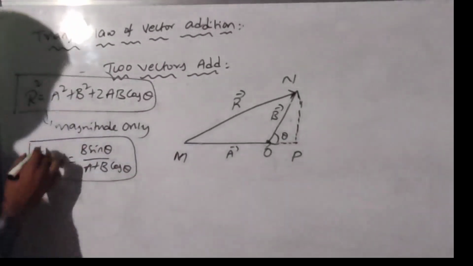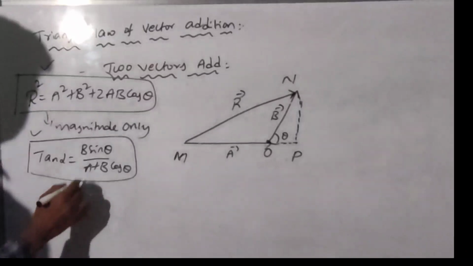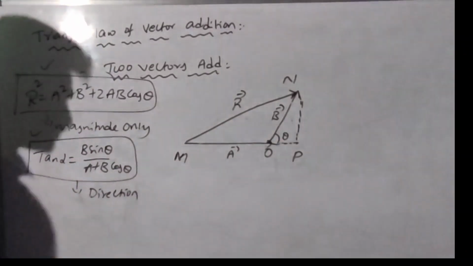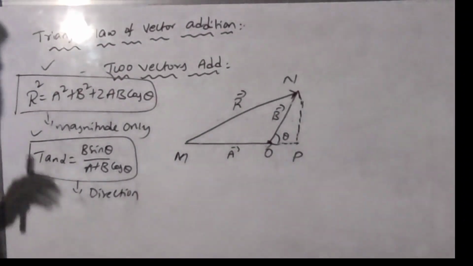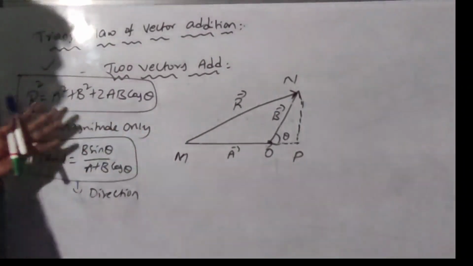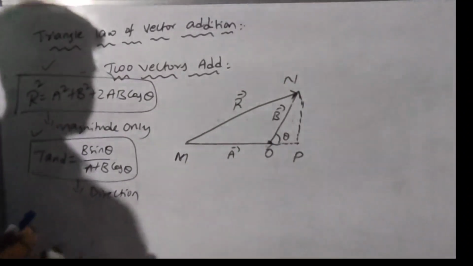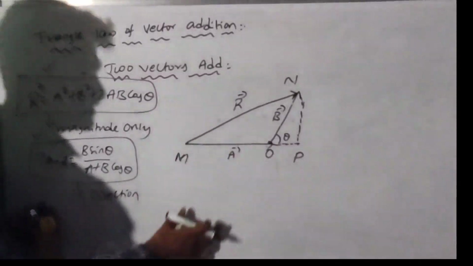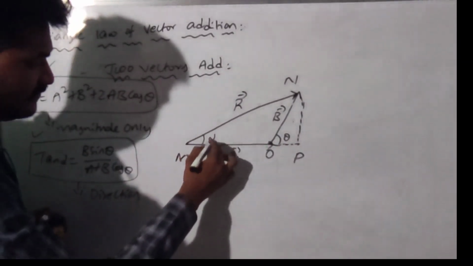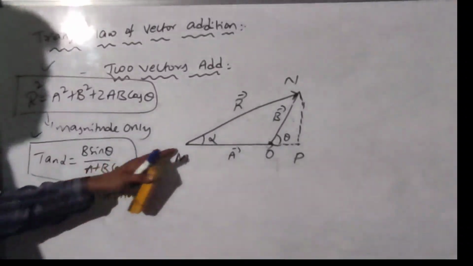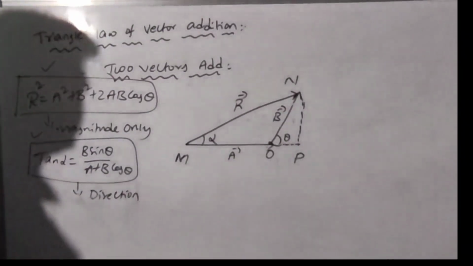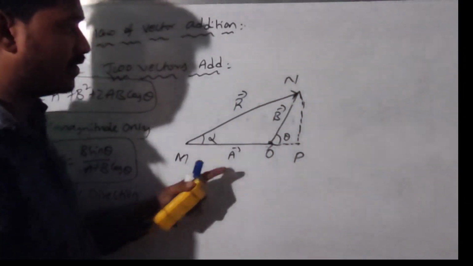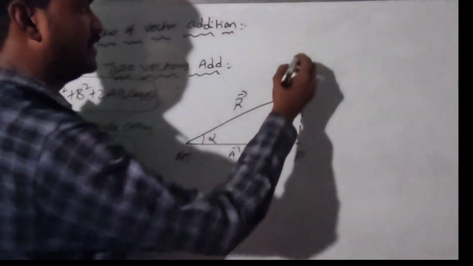Today we are going to derive these formulas. This is with respect to magnitude, and this with respect to direction. Please remember these two formulas. In today's class we are going to derive these two formulas. Now this is the resultant we are taking, and this is the angle alpha we are getting here. Tan alpha we are going to find here. Now NP we don't know and OP also we don't know. First we can find NP. NP, how to find?